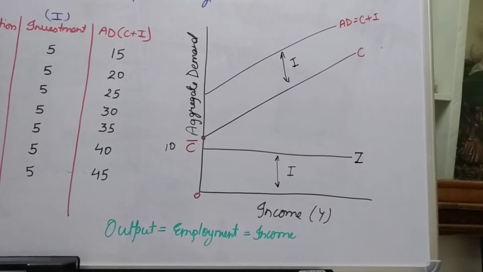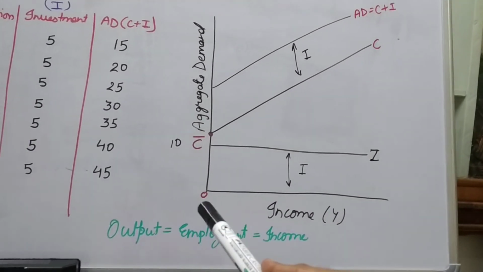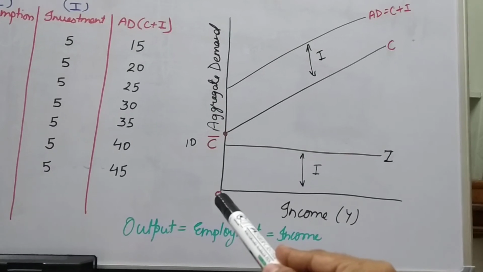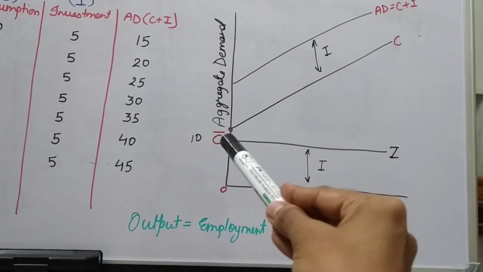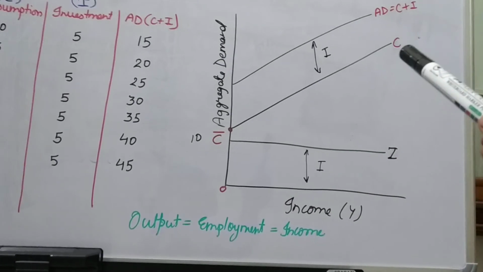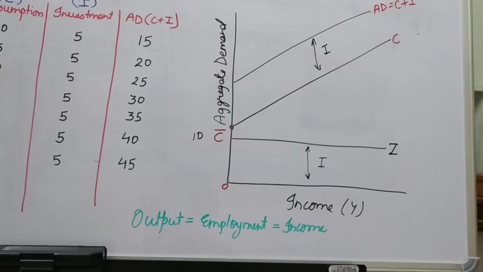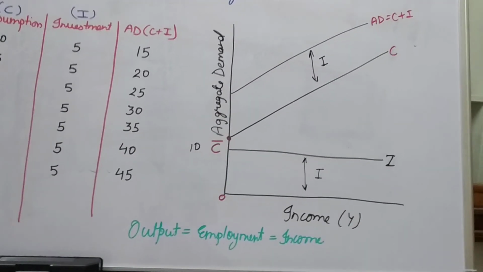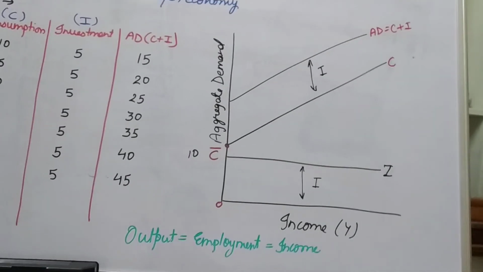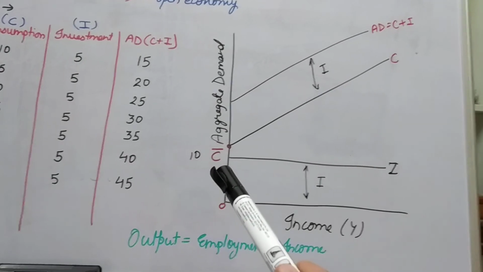Now the consumption curve always starts from above the origin. Why does it never start from 0? Because consumption can never be 0. So the consumption curve always starts from above the origin, from this point. The reason is that there is always some minimum level of consumption in the economy, even when the income is zero, and that type of consumption is known as autonomous consumption.